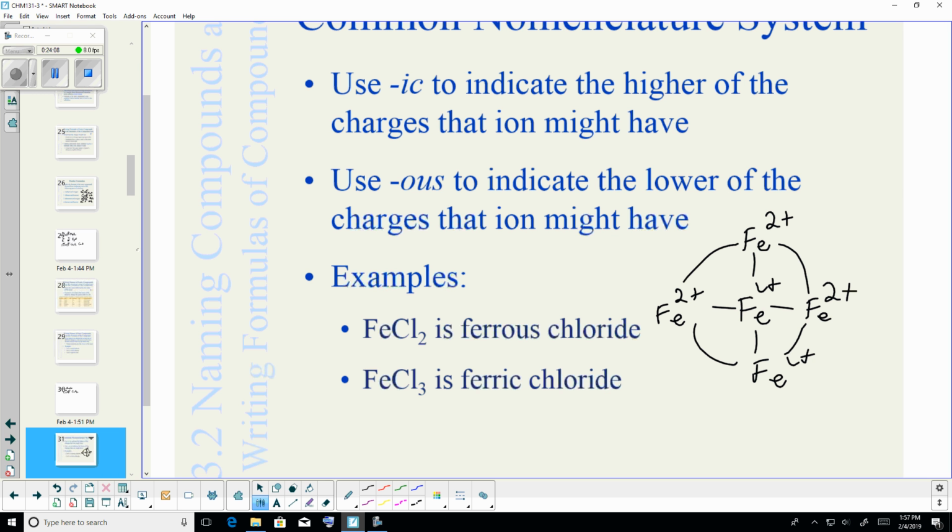That's all Fe2 plus. You know what that is? What's Fe2 plus in the old nomenclature? What's Fe2 plus called? It's a Ferris wheel. Okay. All right.